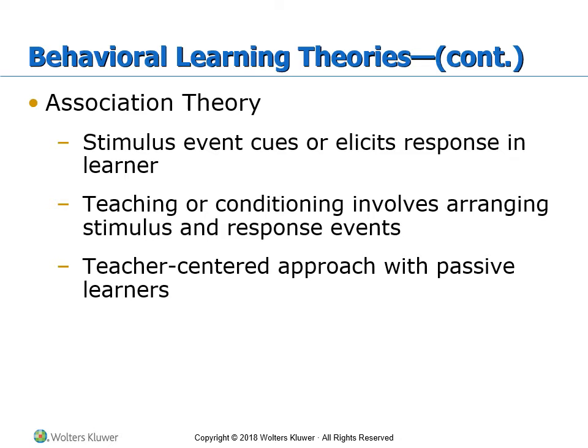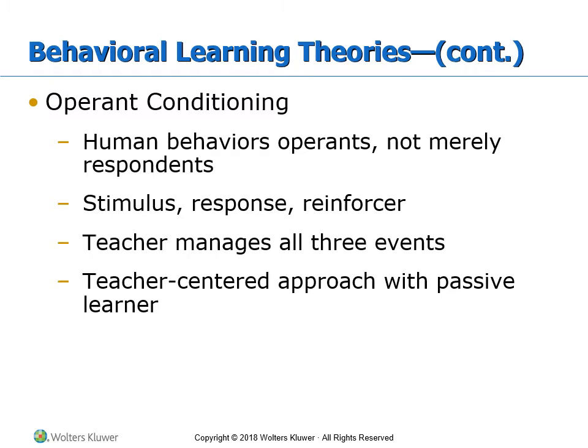So we have what's known as association theory. The stimulus event cues or elicits responses from the learner, and teaching or conditioning, looking at this from the teaching aspect, involves arranging the stimulus and the response events. So if you do the right thing, you get the rewards, you learn what to do. Now this is a teacher-centered approach with passive learners. The teacher has to set up these situations, and then the students experience them. They're not really doing it themselves, they're just experiencing it. So this is considered passive.